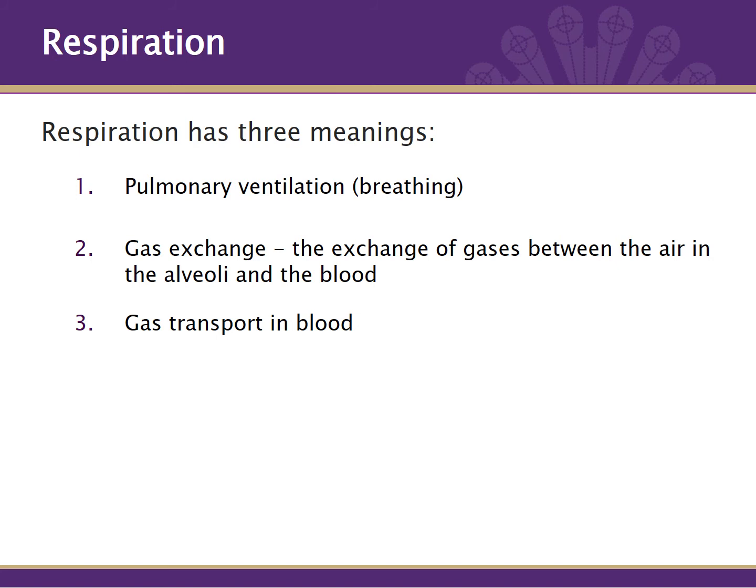Secondly, it is the exchange of gases between the alveoli and the blood. And lastly, the gas transport, that is how gases are transported in the blood. It is the exchange of gases between the blood and body cells. Finally, the use of oxygen in cellular metabolism, as in the production of ATP, can also be referred to as respiration. We are going to focus on the first two types in our discussion of respiration.